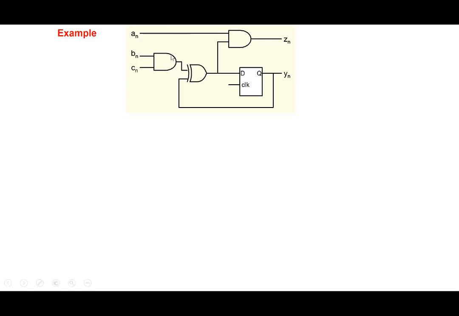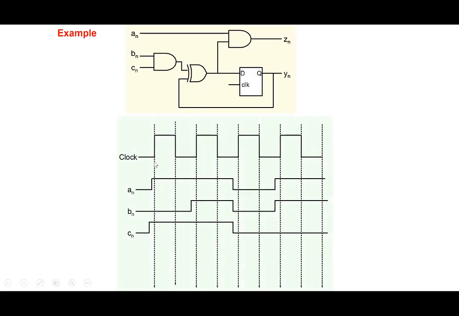So let's say we have a circuit like this, and these are the inputs An, Bn and Cn, and we have the outputs, let's say Zn and Yn here, and we have a storage element, and we see a feedback loop also. All right, so let's see what happens according to the clock here. So let's say An goes like this here, Bn goes in this particular manner here, Cn goes in this particular manner here. So how does this particular circuit work here?